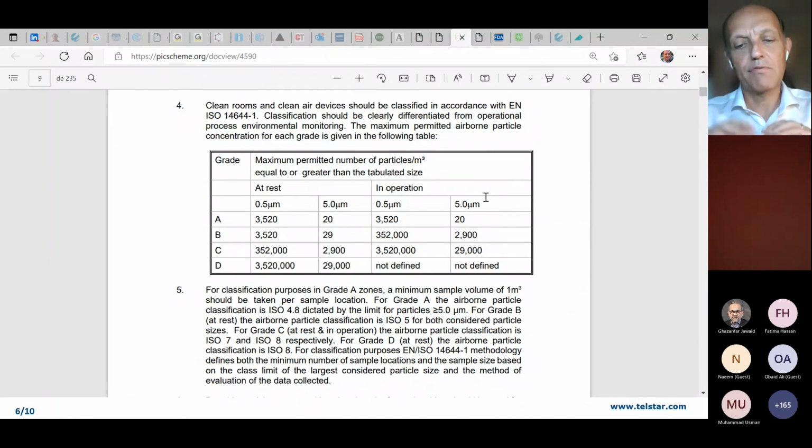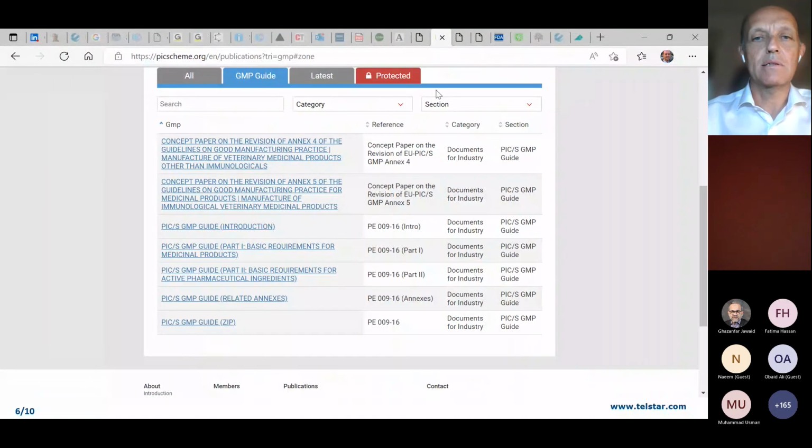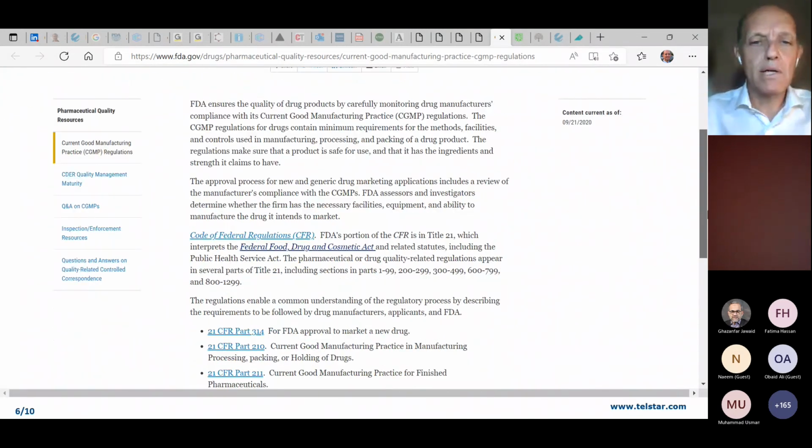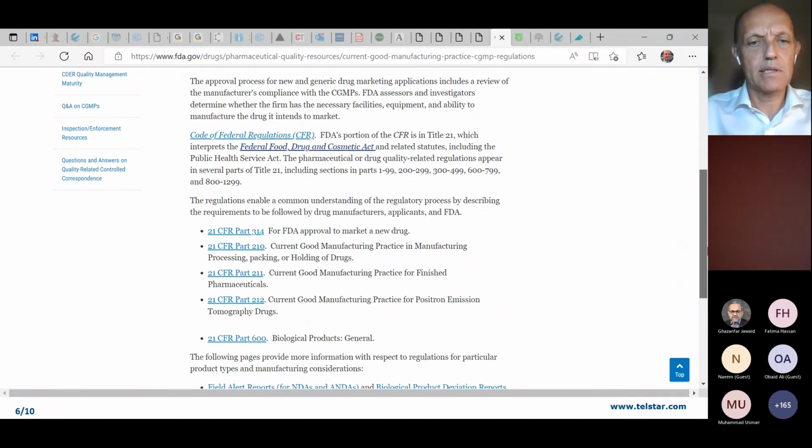Because if you are already following what we normally call international standards, because we talk about PIC/S, and let me go back to the publication, you see, if you already follow European regulation, you are already following PIC/S regulation. It is not the same if we go to FDA, and let me show you for a second FDA CGMPs. The way they are developed is different.